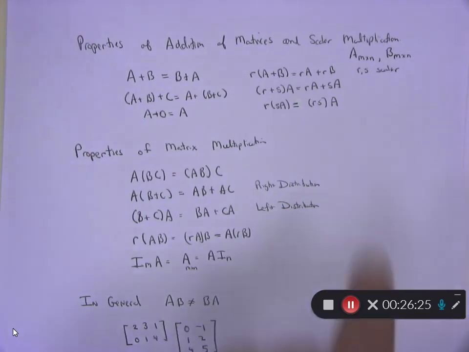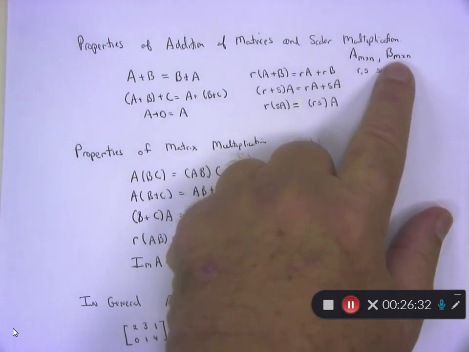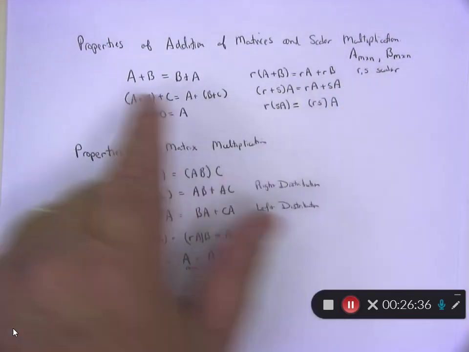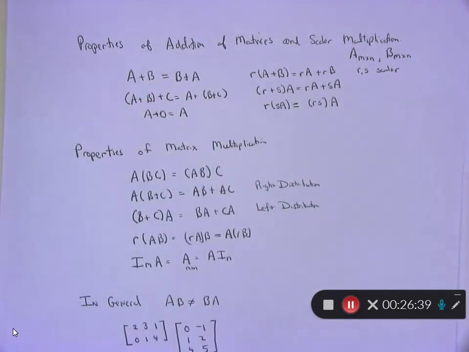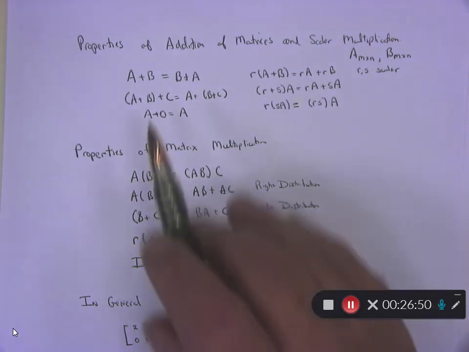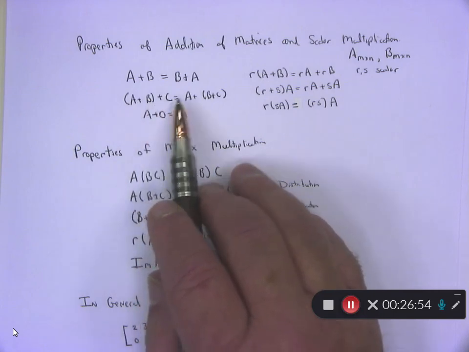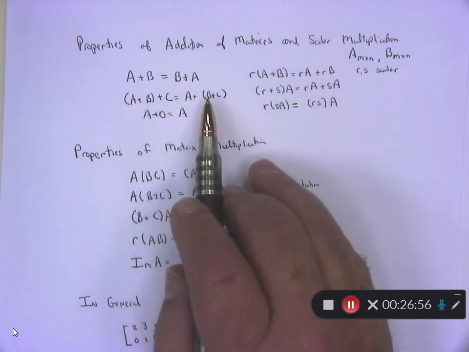Now, to be able to add matrices, they have to be the exact same size. So A here is an m by n, B is an m by n, and R and S are going to be scalars, constants. A plus B is B plus A. That is called commutativity. Getting you used to more definitional terminology. It doesn't matter what order you add matrices in, you get the same thing. A plus B is B plus A. And (A plus B) plus C is the same thing as A plus (B plus C).